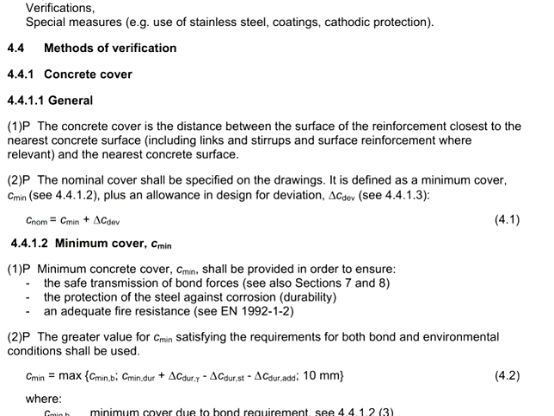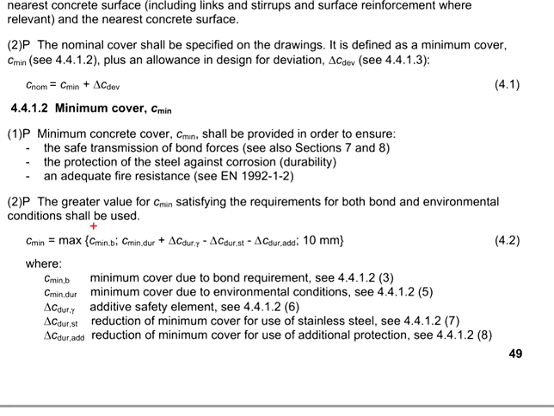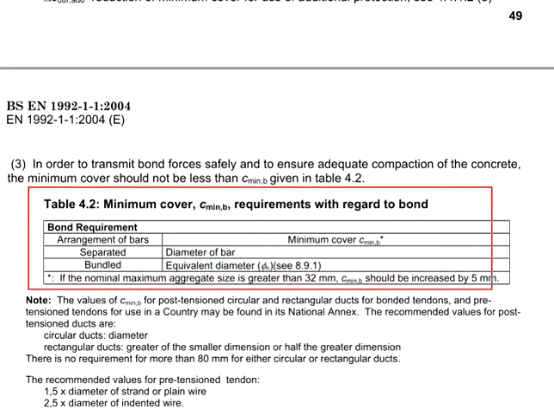cover. This minimum cover is governed by three main parameters. First, due to the bar size. Second, due to the environmental considerations. And third, minimum 10 mm. In order for us to get the nominal cover, we will need to start with the minimum cover. Let us find the c_min,b due to the bar. You may refer to Table 4.2.